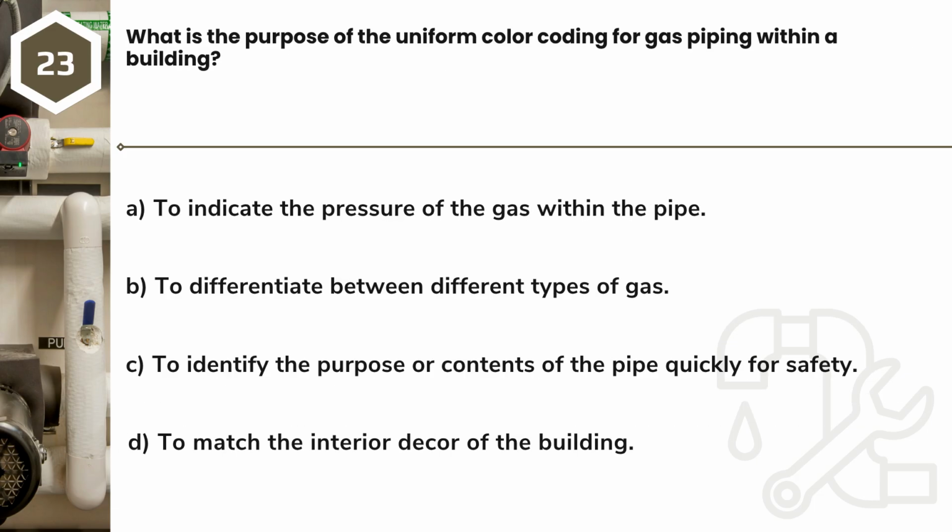Question 23. What is the purpose of the uniform color coding for gas piping within a building? A. To indicate the pressure of the gas within the pipe. B. To differentiate between different types of gas. C. To identify the purpose or contents of the pipe quickly for safety. D. To match the interior decor of the building.